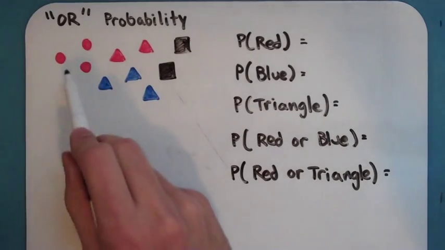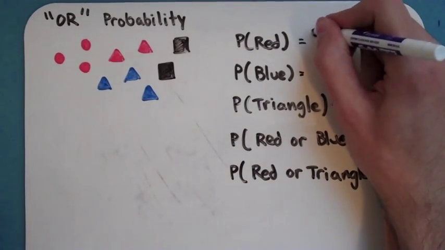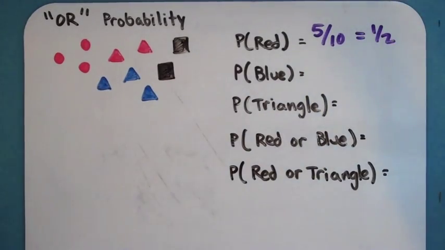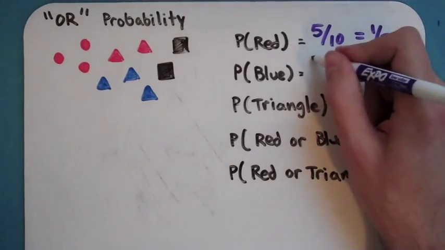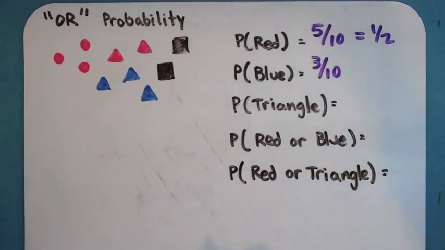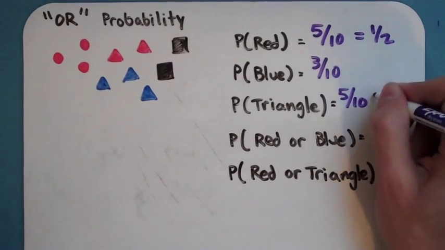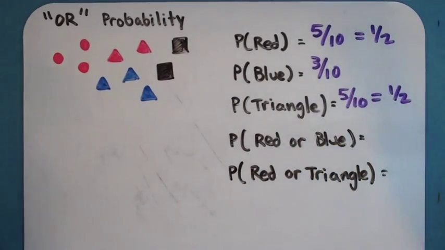So the first 3 are not too bad. The probability that your shape is going to be red is going to be 5 out of 10, which is either 1/2 or 0.5. The probability that it's blue is going to be 3 out of 10. And the probability we get a triangle, there are 5 triangles out of 10, which is again 1/2.